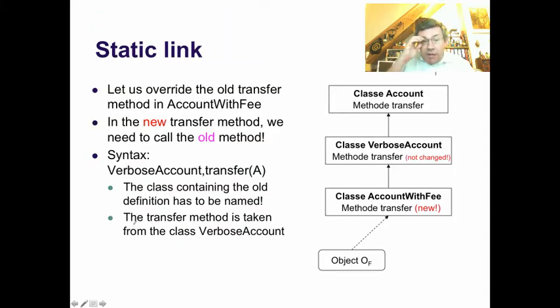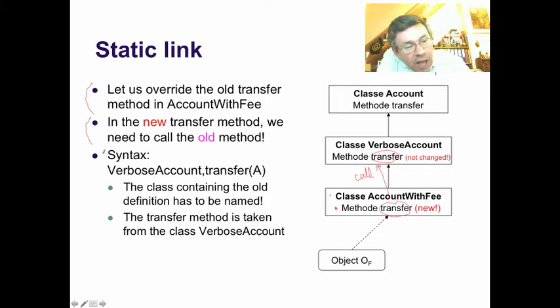Let's now define the new method transfer in the class account with fee. This overrides the old one. In fact, it replaces the old one. So in the new transfer method, though, this new one, we have to call the old one. So how do we do that? Since we replace the old one by the new one, if we use self, it would just be a recursive call. Somehow we have to break out of that and call the old definition.